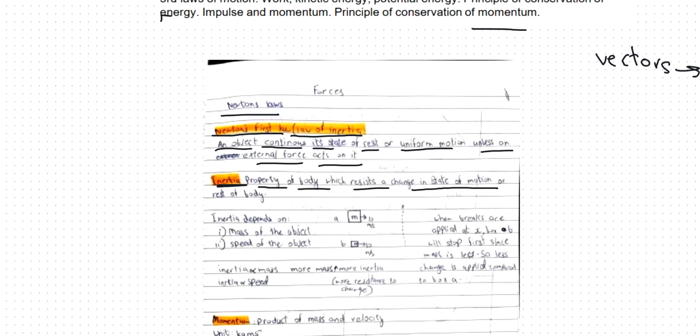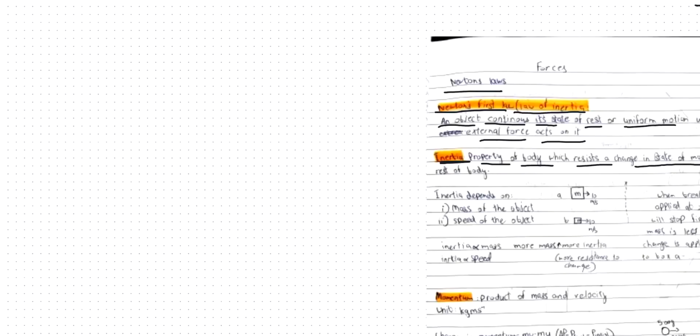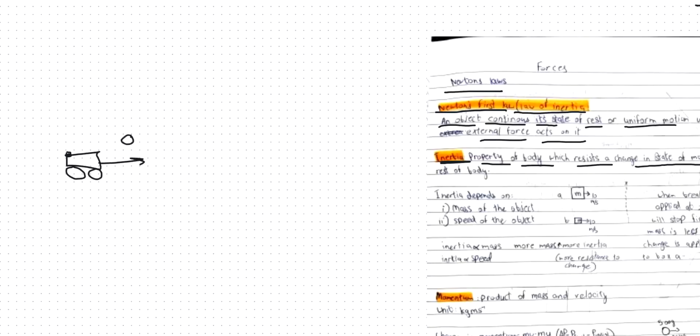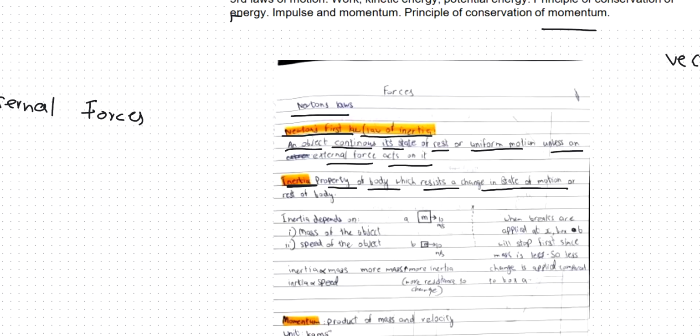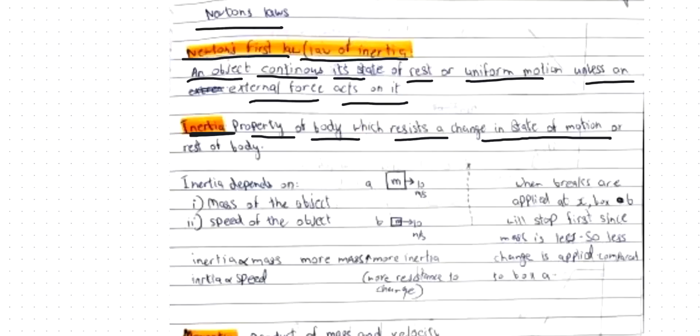So Newton's first law basically states that if a car is moving at uniform speed, let's say speed A, then it will keep moving at this speed unless there is an external force that acts on this car. If there is an external force, maybe resistance, then the car will slow down or eventually stop. So this is the first law. And inertia is the property of a body which resists a change in state of motion or rest of the body. And remember that inertia depends on two things: the mass of the object and the speed of the object. So two things, remember these.